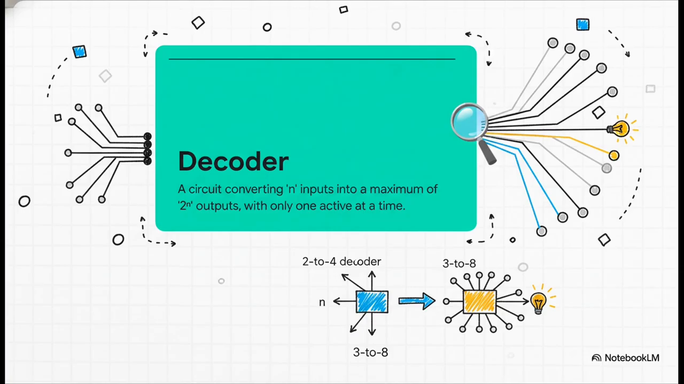Okay, let's get just a little bit technical for a second. A decoder is what's called a combinational circuit. Basically, it takes a small number of input lines, let's call that number n, and it translates them into a huge number of output lines, specifically up to 2 to the power of n. So think about that. If you have just 2 input lines, you can control 4 different outputs. 3 inputs, bam, you can control 8 outputs. But here's the golden rule, the most important part. Only one of those outputs is ever turned on at the same time.